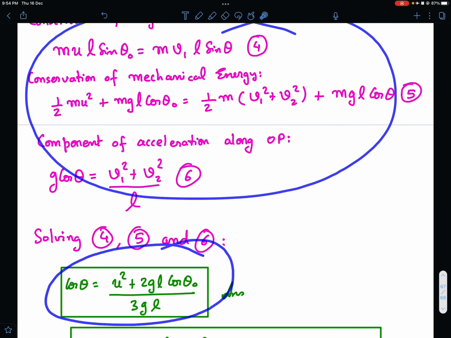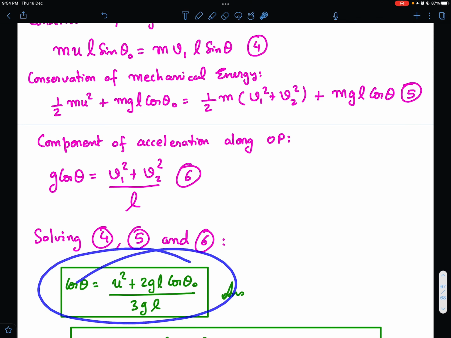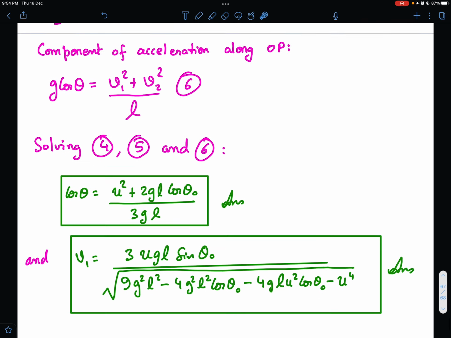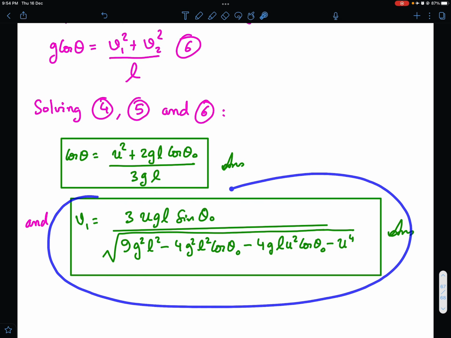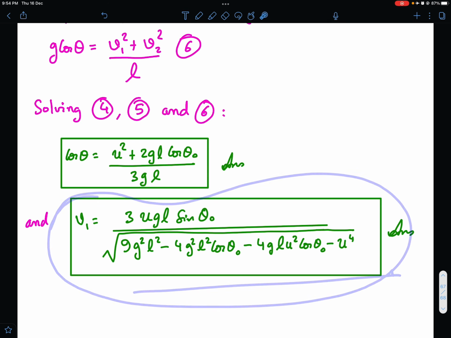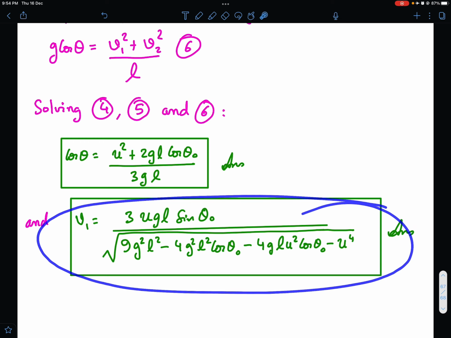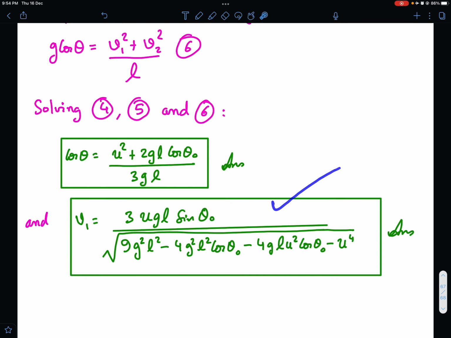I get cos theta as (u squared plus 2 g L cos theta naught) upon 3 g L, which is the same as the answer given in the Pathfinder. And the other component v1, which was asked, perpendicular to the rod: if you calculate v1, it comes out to be this. This answer is not given in Pathfinder; only the numerical answer is given. By the way, this happens for theta equal to 53 degrees according to the given numbers. For this also Pathfinder gives the numerical value, but this is what you will get as the expression. So that was my analysis for Pathfinder rotational mechanics.